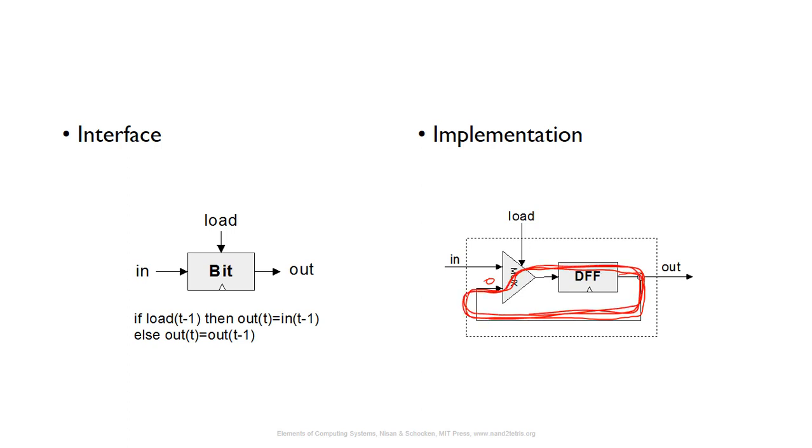So if load is 0, we won't load a new value, we'll just keep going round. The output just feeds back and it essentially keeps storing that same value. Now when load is 1, this input of the mux will be selected, and whatever value is on the input will be loaded into the D-type flip-flop. So it's a very simple implementation.